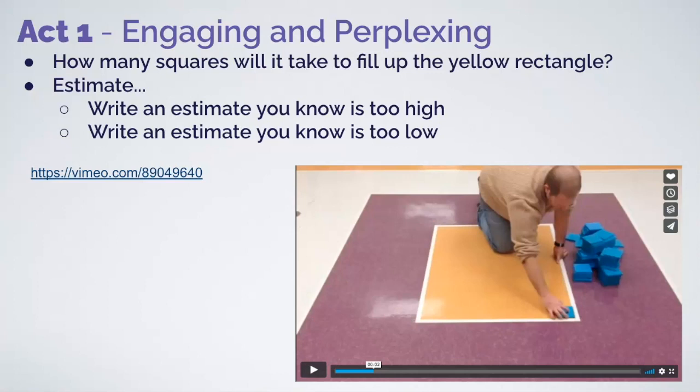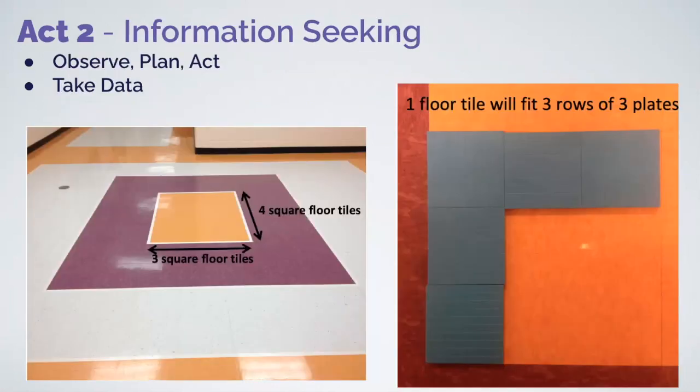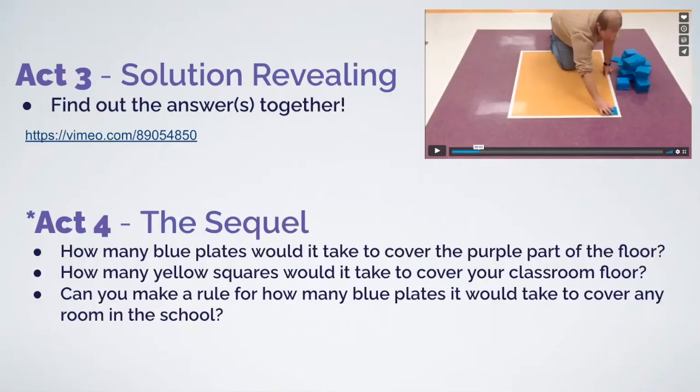First, students had to estimate how many squares it would take to fill up the yellow rectangle on the floor in the hallway. In Act 2, the students worked together to observe, plan, and act. They aren't given enough of those tiles to simply count, but if they look closely at just one of the squares on the ground, they should be able to figure out the area for the entire yellow square. The final act of this 3-act task has the students come together and find out the answers together after discussion. There could even be a bonus 4th act with some extension tasks.